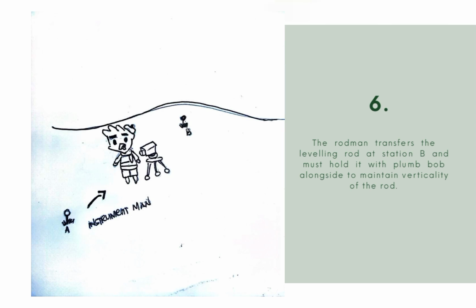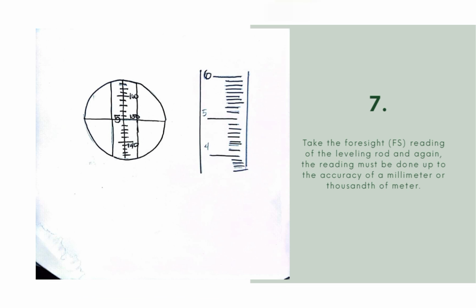Number 6. Repeat steps number 3 to 5 for the chosen second and third triangles of the polygon. To determine the whole area of the polygon, take the summation of area of A1, A2, and A3. Take the foresight reading of the leveling rod, and again, the reading must be done up to the accuracy of a millimeter or thousandths of a meter.